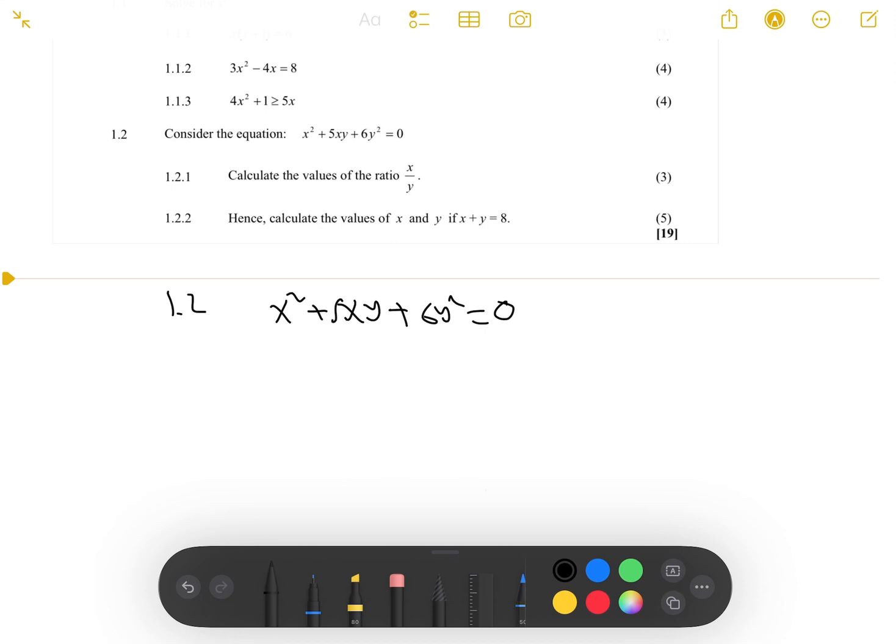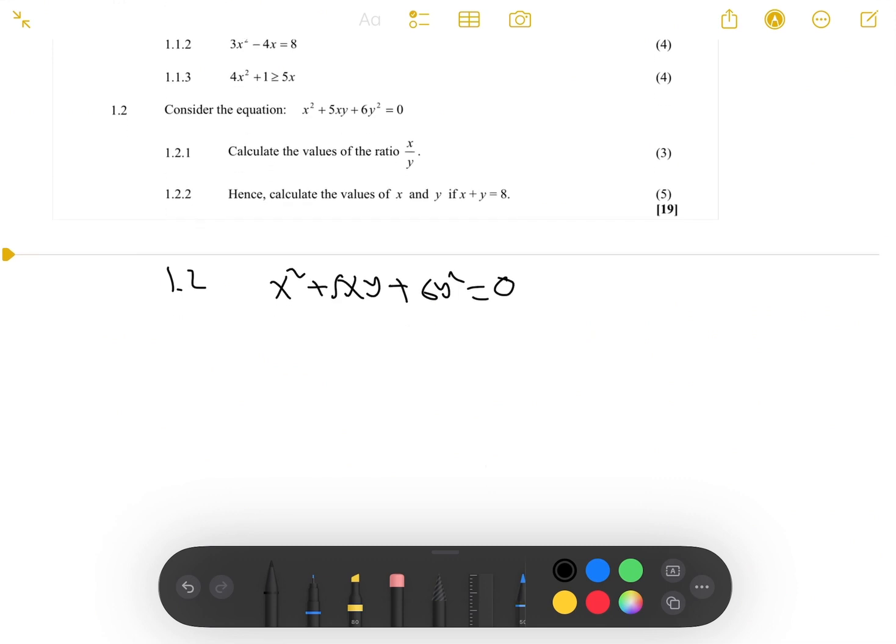Okay, so think about it. Usually when you speak about a ratio, it is linked with times and divide. Just think about it. A ratio is linked to times and divide. If we say a ratio of something to something is 1:2, that means when you multiply the other one by 2, you get the other one. When you divide the other one by 2, you probably get the other one. That's what I'm trying to say.